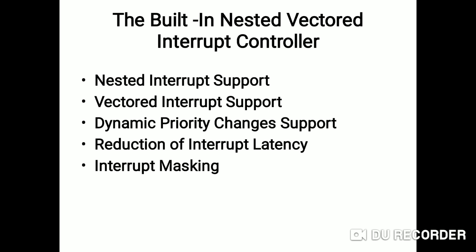Second feature in this is vectored interrupt support. The Cortex M3 has vectored interrupt support. When an interrupt is accepted, the starting address of the interrupt service subroutine, that is ISR, is located from the vector table in the memory. There is no need to use software to determine and branch to the starting address of the ISR. Thus, it takes less time to process the interrupt request.